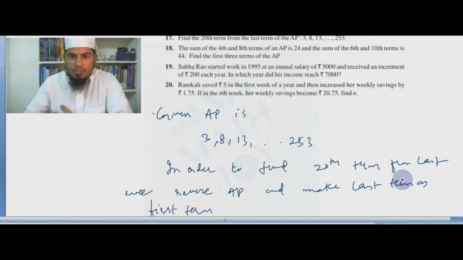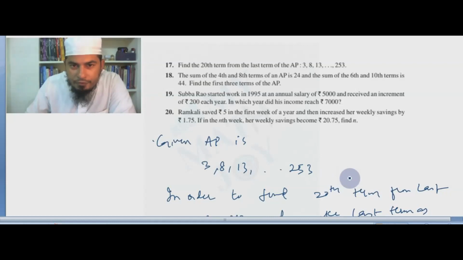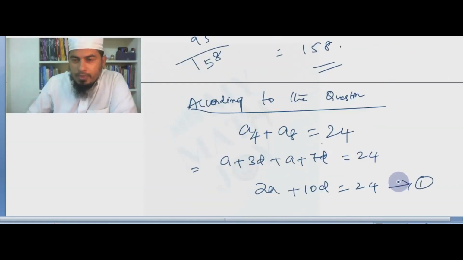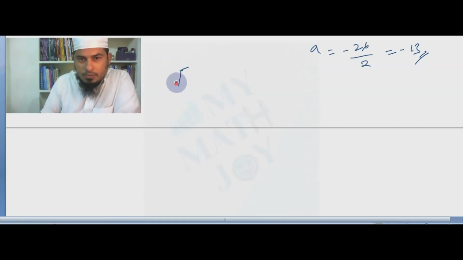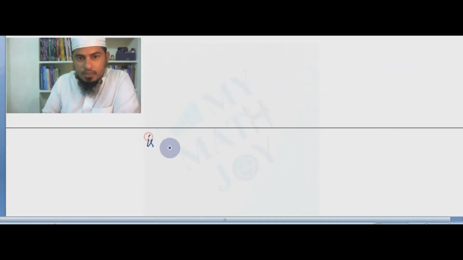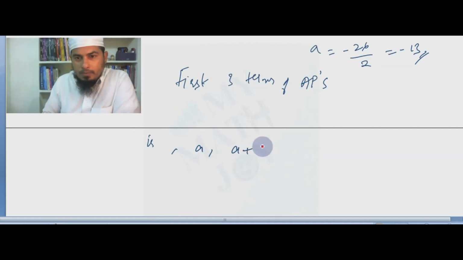So what do we need to do now? He gave this much information and asked us for the first 3 terms of the AP. The first 3 terms of an AP are A, A plus D, A plus 2D. What is my A? A is negative 13.